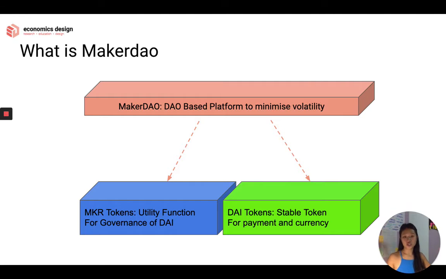MKR token is a utility token. The utility is governance, and it governs DAI. It governs the price of DAI, it governs how the platform will be, and it governs things like stability fees for DAI. Stability fees is something like interest rates. So it's a governance token.